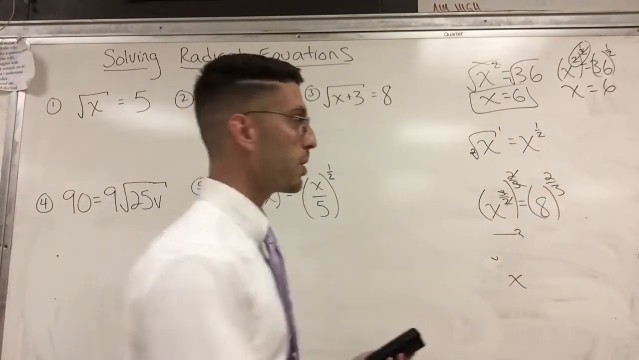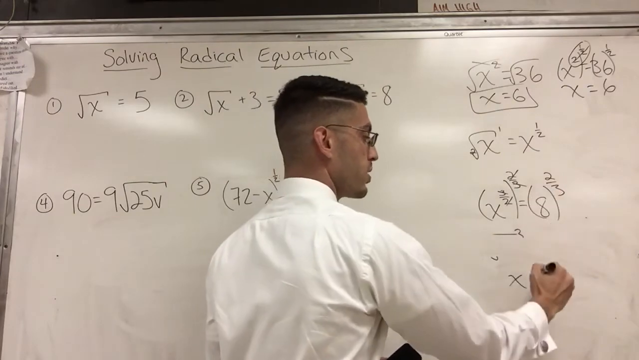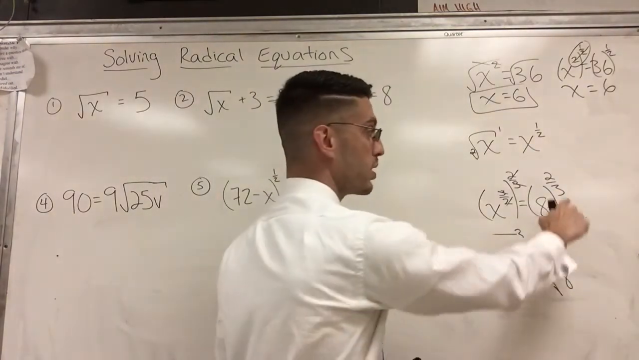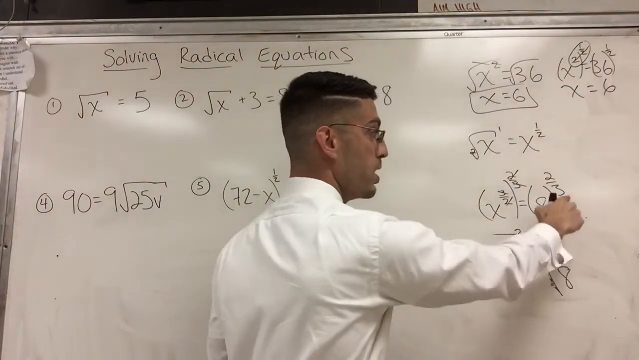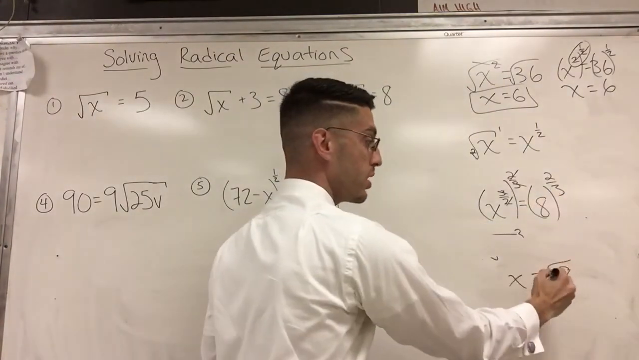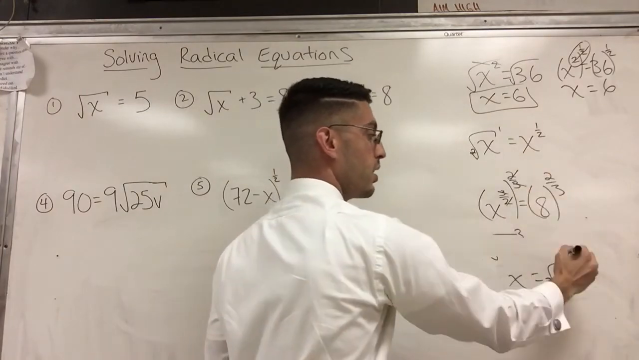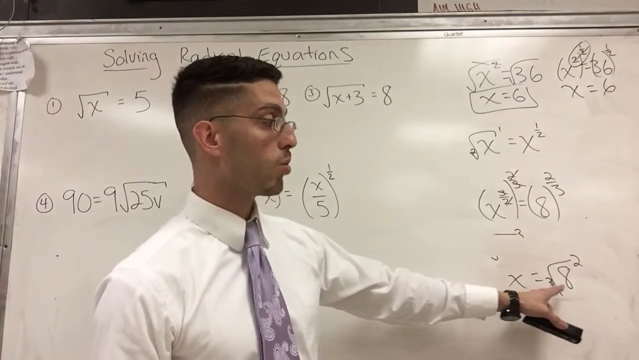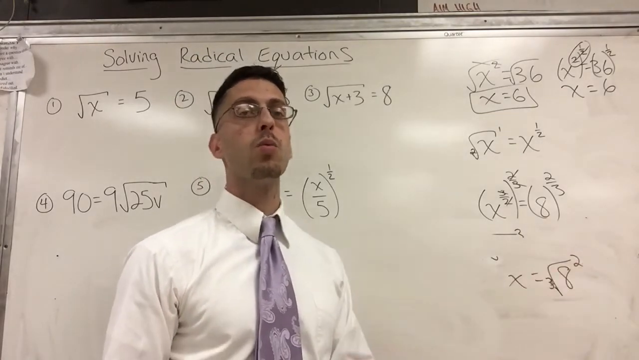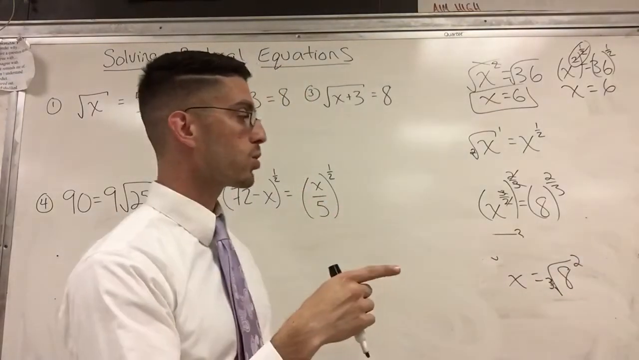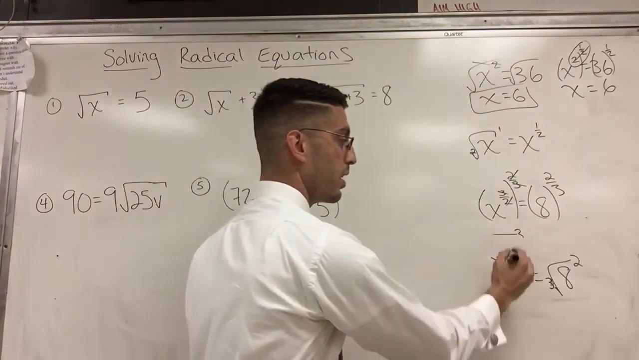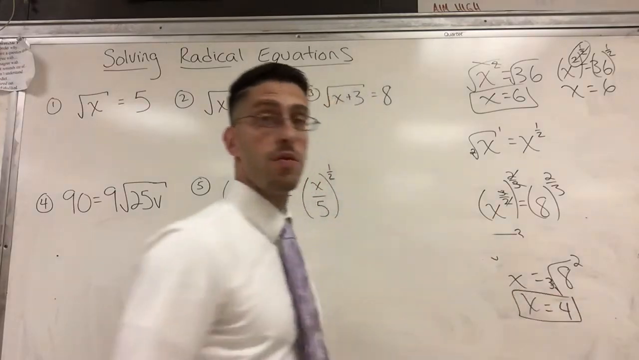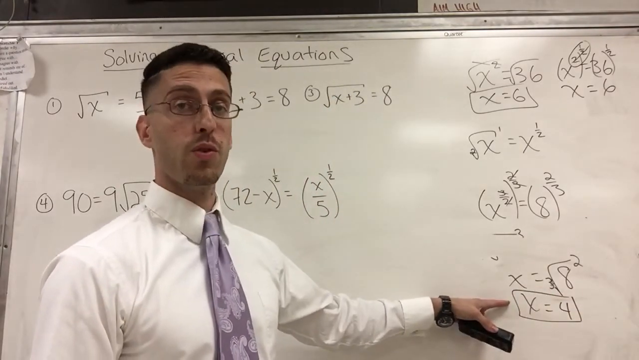Now 8 to the 2/3, what does that mean? Now it might help to know what it means. That's 8 radical. The index is 2, but the index is 3 now, right? The bottom number is the 3, the index is 3, and the exponent is 2. Now it does help, because I need the cube root of 8, and then I'll square it. The cube root of 8 is 2, and 2 squared is 4. So my final answer is x equals 4.